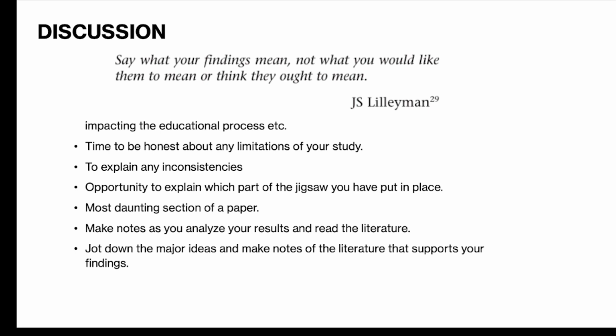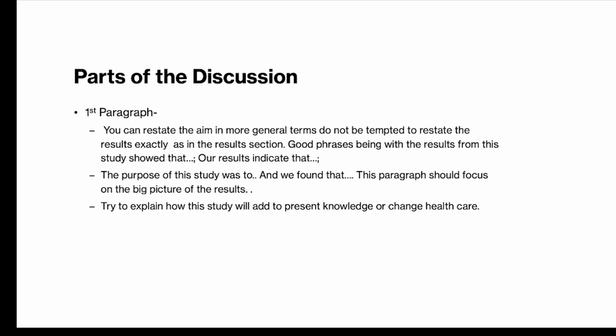What does the current literature say? Does it support the results of your study, or are there discrepancies? And why do you think there are discrepancies? You try to reflect on your limitations, and then jot down the major ideas and make notes of the literature that supports your findings. So basically, there are parts here that you can use.